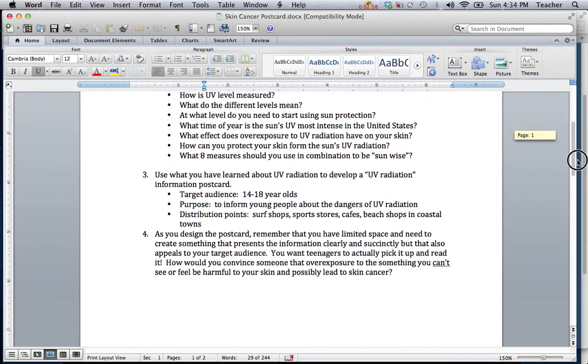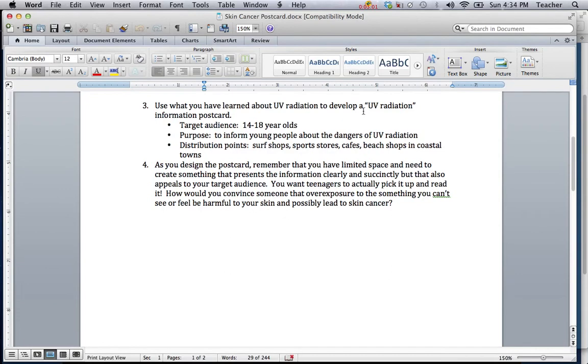Okay, what you are going to do with that information is develop a UV radiation information postcard. The target audience are kids your age, and maybe a little bit younger. So we're trying to target kids who are in high school, because this is quite honestly where many of you make decisions about your exposure to UV radiation that affect you later on in life. The purpose is to inform young people about the dangers of UV radiation, and copies of this postcard would be distributed to some of those shops you see over at the shore: the surf shops, the sports stores, the cafes, and the beach shops.